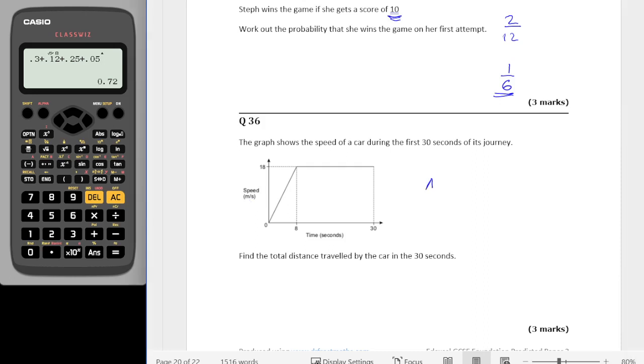So the area is going to be equal to, or we could treat it as a trapezium if we wanted to. I'm just going to treat it as a triangle and a rectangle though. So the area of the triangle is going to be a half of 8 times by 18. And the area of the rectangle is going to be 30 minus 8, which is 22, times by 18. So use our calculator for that. So I'm looking at 468 meters.